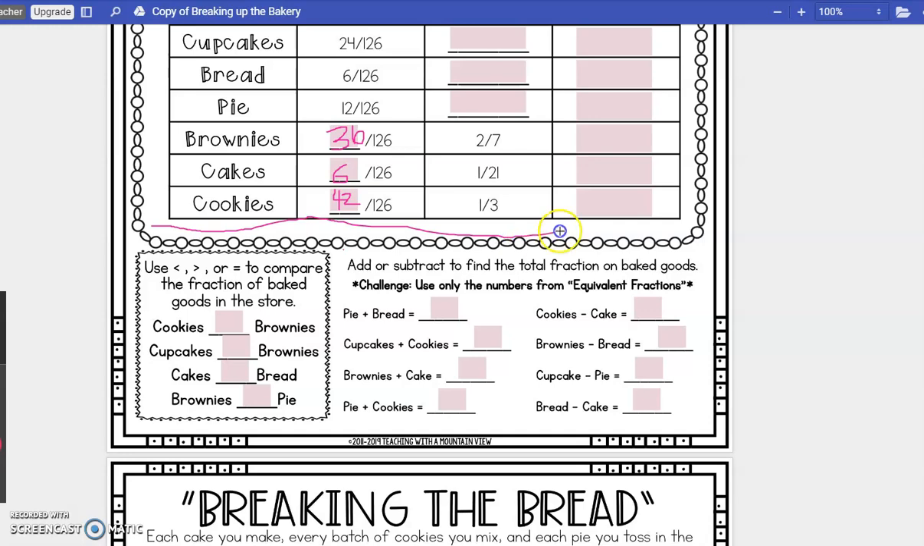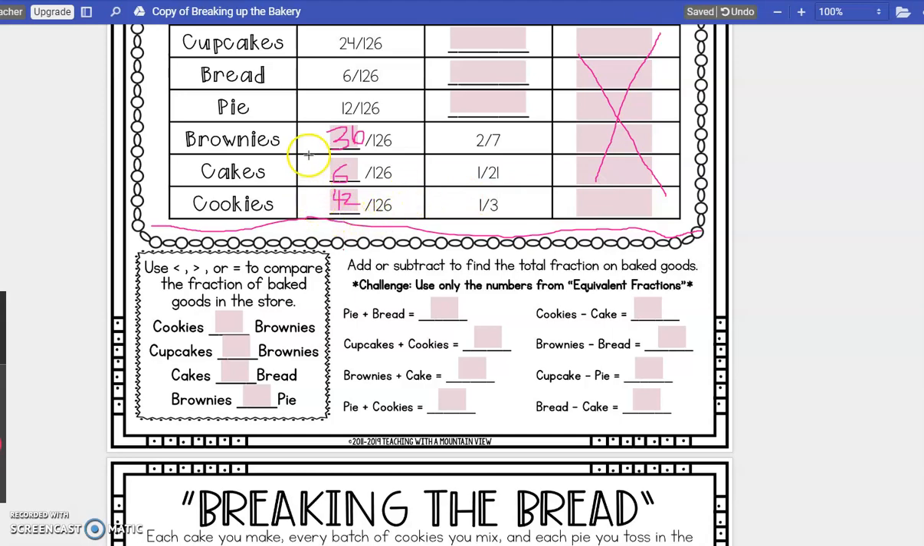down below here. We are going to be comparing fractions using greater than, less than, or equal to, and then we're going to add or subtract to find the total fraction of baked goods. We are not going to use the equivalent fraction because we did not do this column yet.